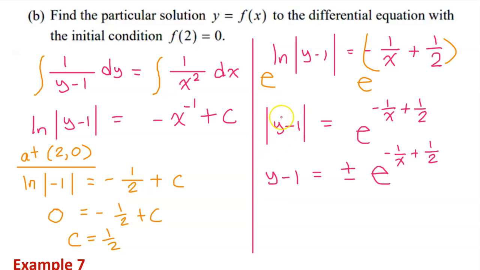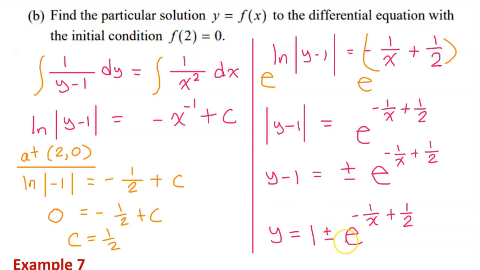We can take away the absolute value on the left-hand side as long as we make the right side of the equation plus or minus. Now we can get y by itself by adding 1 to both sides. I'm going to put the 1 in the front. This expression represents two possible solutions to the differential equation, one with the positive and one with the negative, but only one version is correct. Which one is correct depends on the initial condition.